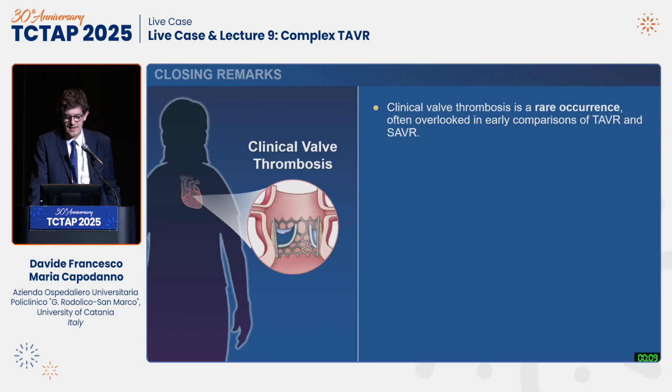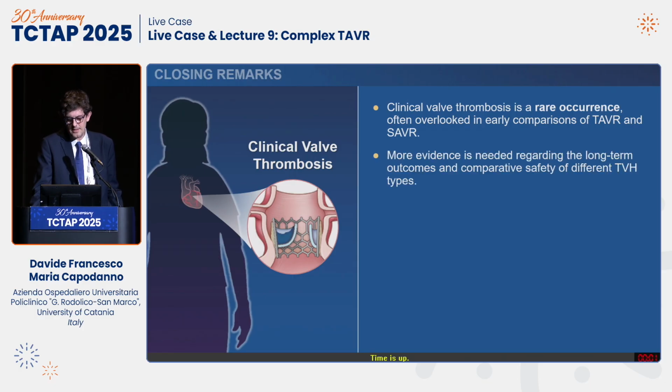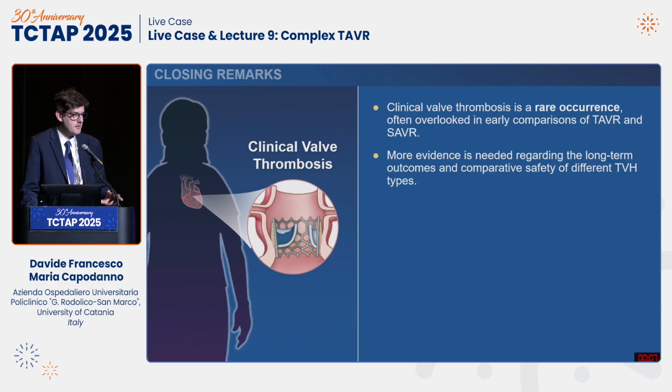So I would conclude by saying that clinical valve thrombosis is a rare occurrence, often overlooked in early comparisons of TAVR and SAVR, so this outcome has to be scrutinized in next studies reporting long-term outcomes. There is need for more evidence regarding the long-term outcomes and the comparative safety of different types of valves, because now we are entering the era of TAVI comparisons more than indication trials.